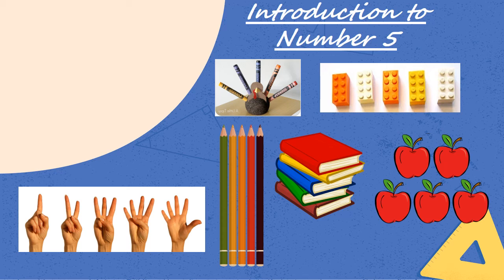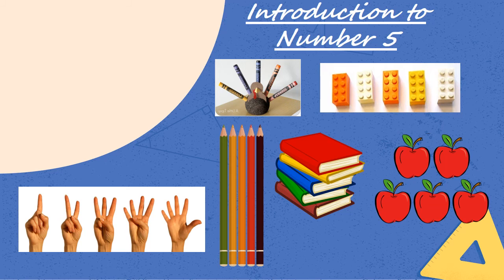Next is it Annie apple, children? It looks like Annie apple, right? So how many apples do we have here? 1, 2, 3, 4 and 5. 5 apples. And do you see one more picture over here, children? These are our fingers. The fingers on our hand.